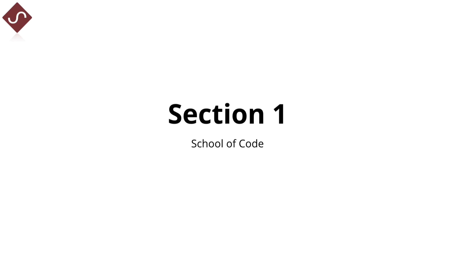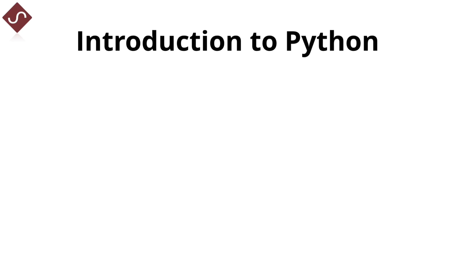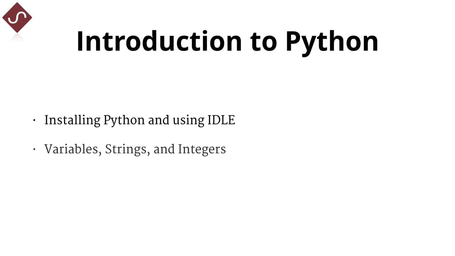In this section, we're simply going to be introducing Python and making our very first app. In this introduction to Python, we're going to be going over installing Python and using IDLE, which is a development environment that comes with Python. We're going to look at what variables, strings and integers are, and strings and integers are just types of data the computer can hold. We're going to be looking at methods and parameters, and then we're going into creating our first app.